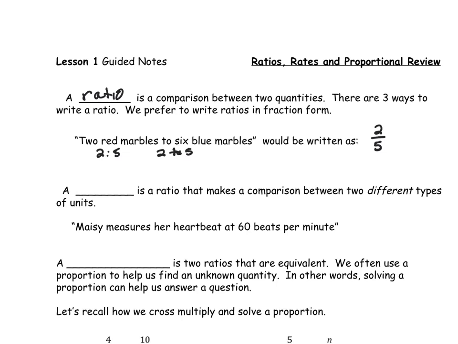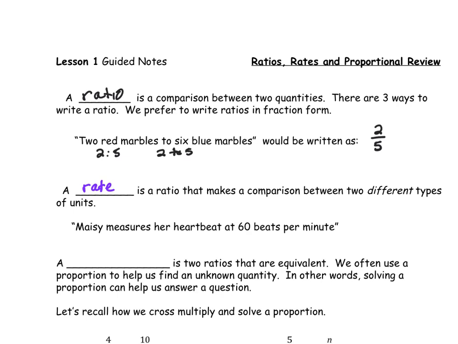So next, let's look at the next sentence. A blank is a ratio that makes a comparison between 2 different types of units. So what we're looking for is called a rate. A rate is a special kind of ratio.